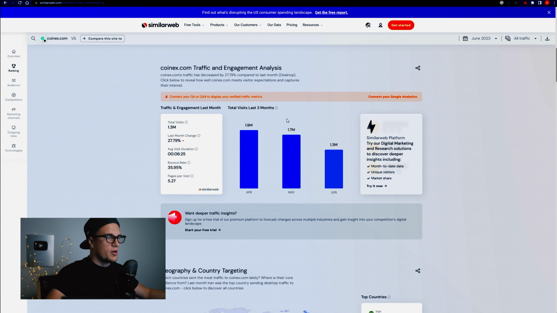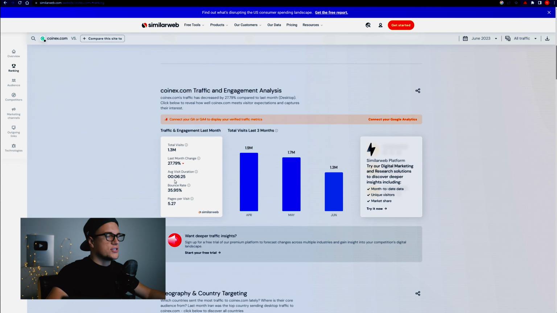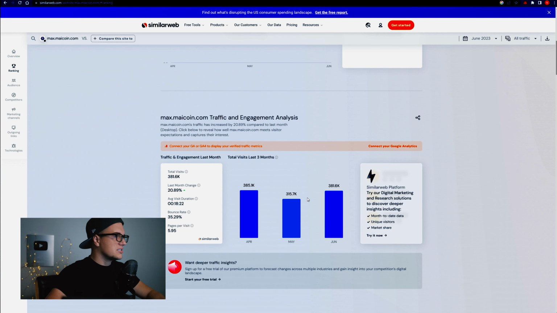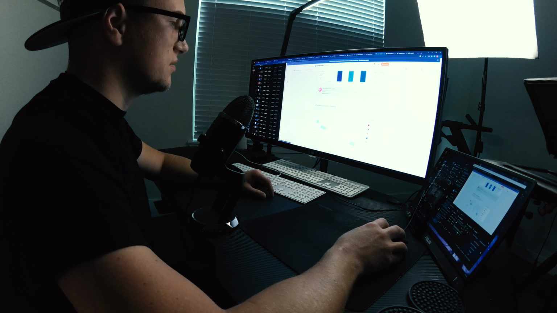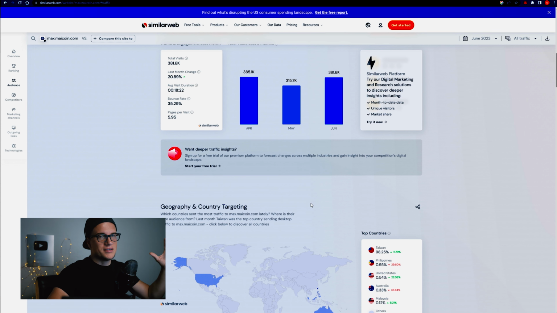CoinEx seems like a popular exchange in Iran and Russia. The average visit duration is 6 minutes and 25 seconds. Bounce rate is 35%. MaxMyCoin has 381,000 monthly visitors. Average visit duration is 18 minutes and 22 seconds. The majority of visitors are located in Taiwan. So again, it's another exchange that targets a specific focus group, specific demographic group.